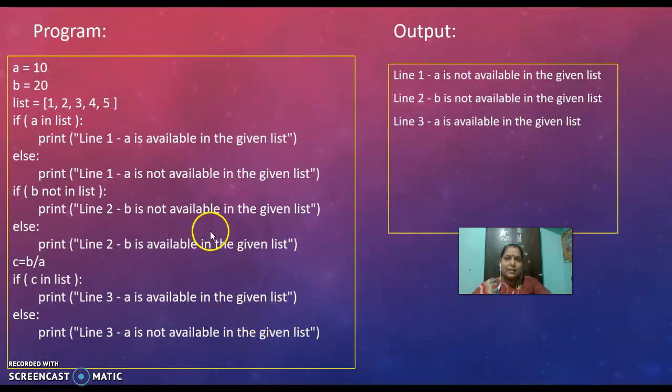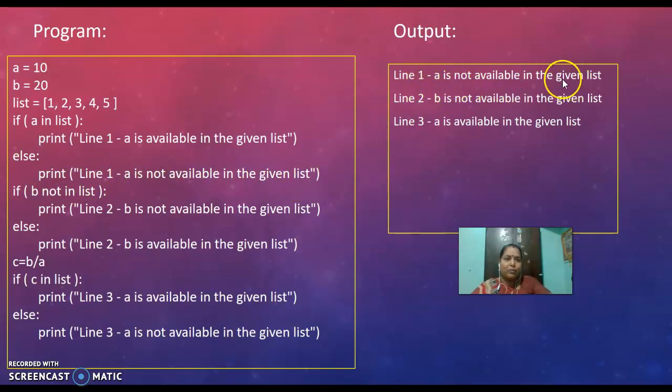So this is an example program for the membership operator. Here a equal to 10, b equal to 20. A list is created with the elements 1, 2, 3, 4, 5. So if a in list: the value of a is 10, and there is no element 10 available in the list, hence this will become false, this statement is ignored, and it will come to the else part. So line 1, a is not available in the given list, is printed.